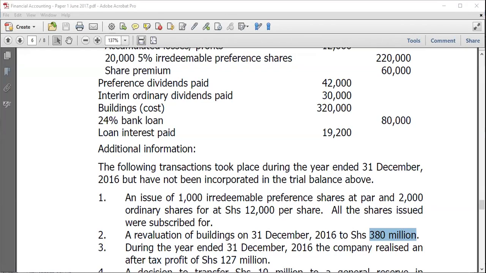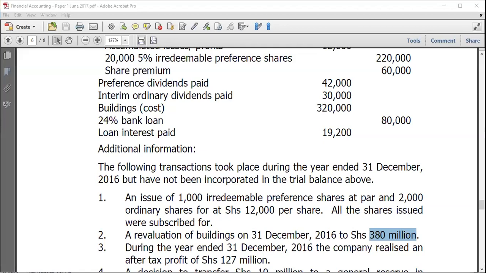I would encourage you to read more from this text material that I shared with you. This is the ACCA book. The revaluation is on page, I think, 175. Yeah, could be page 175, you'll be able to find more about revaluation. You can try to read more so that you can understand.